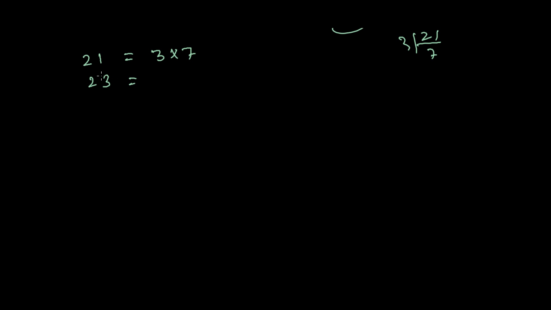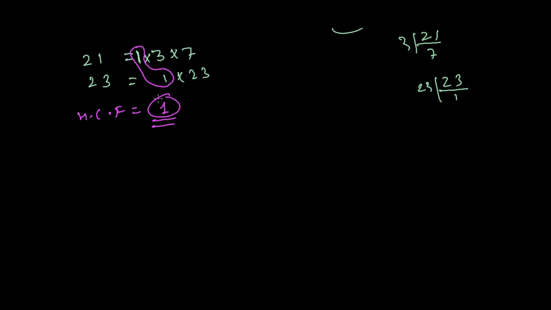What is the prime factorization of 23? It's a prime number itself, so it can be divided only by 1 and 23, so it's 1 times 23. Nothing is common here except 1. So the common factor of 21 and 23 is just 1, and the highest common factor of 21 and 23 is 1. The only number which can divide both 21 and 23 is 1.